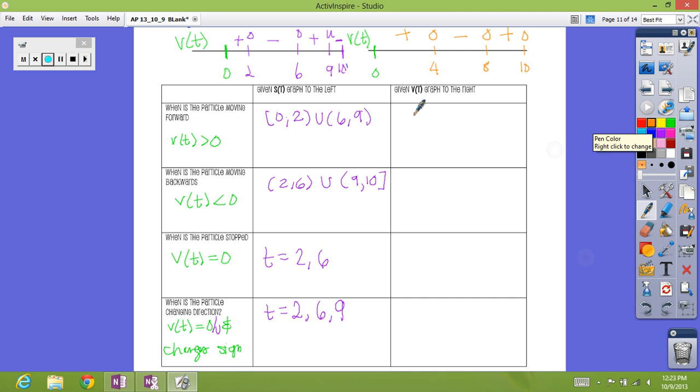So you're going to the right from 0 until 4, and then 8 until 10. You're going backwards from 4 until 8. You're stopped at time equal to 4, 8, and 10. And then we're changing direction at time equal to 4 and at 8. And you want to make sure you understand that they're not going to always be the same answers.